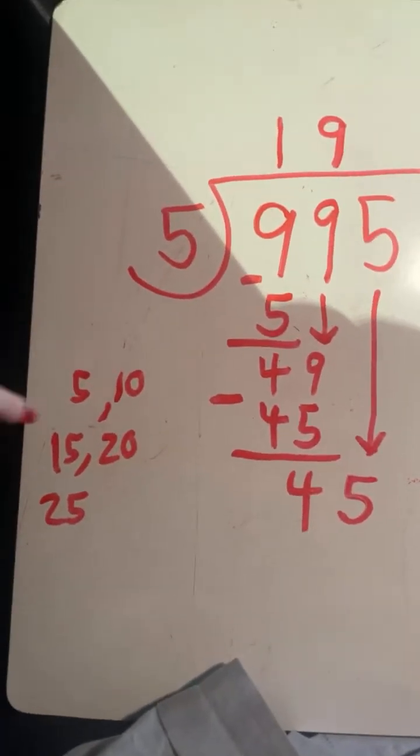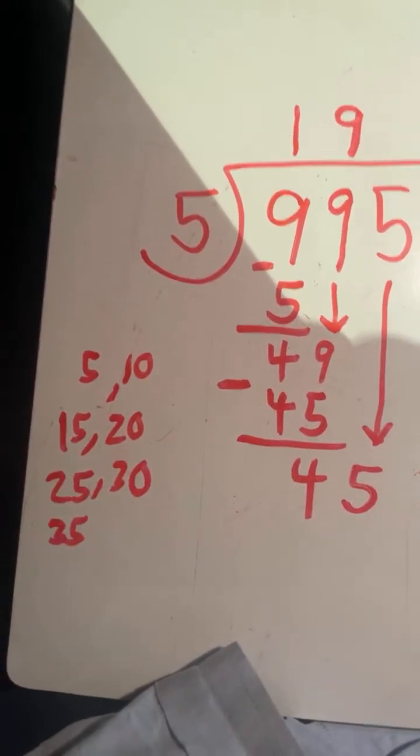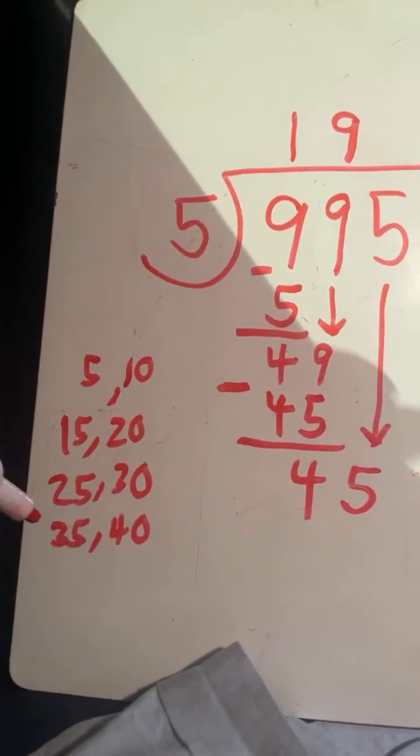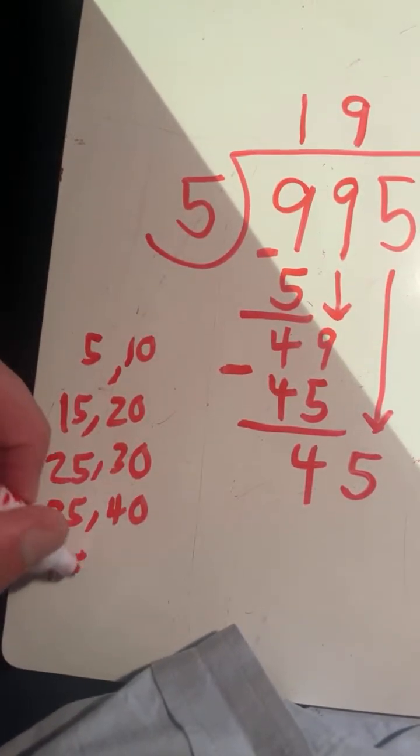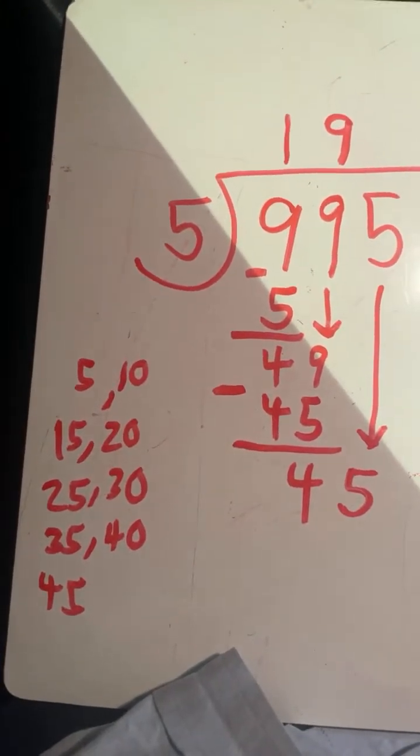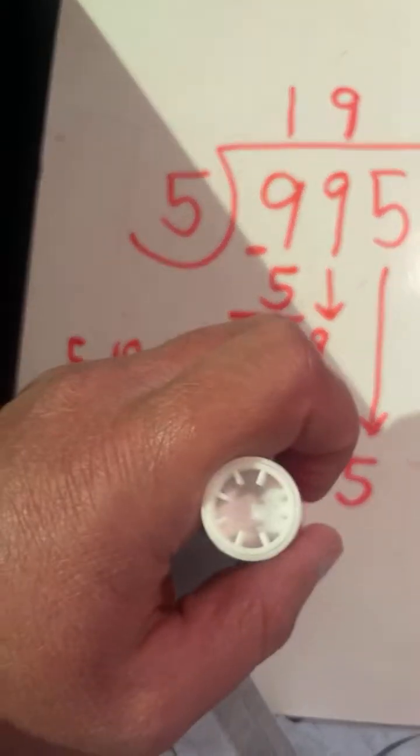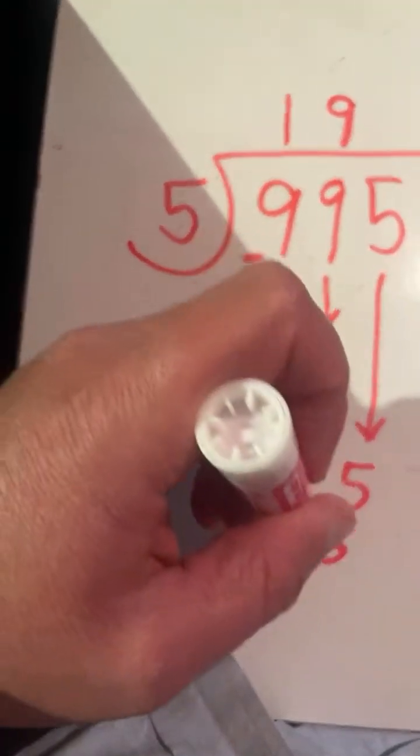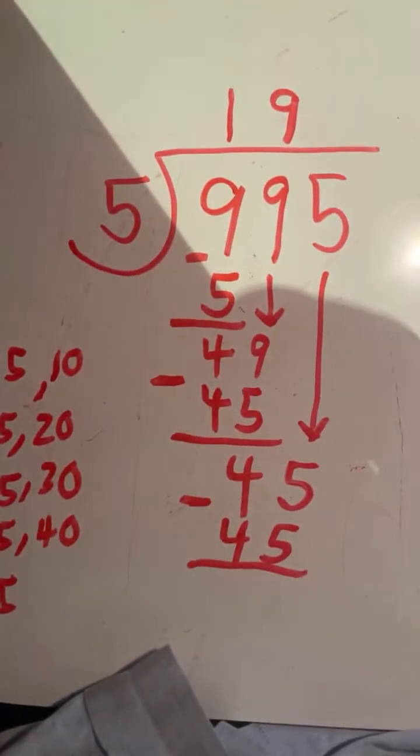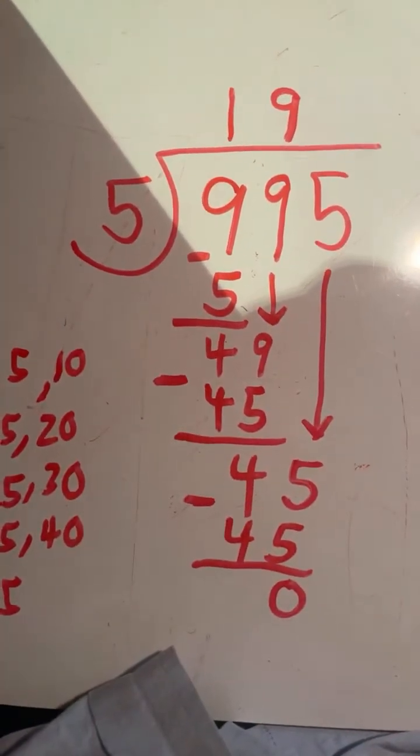25, 5 groups of 5. 30, 6 groups. 35, 7 groups of 5. 40, 8 groups of 5. And 45 is 9 groups of 5. 1, 2, 3, 4, 5, 6, 7, 8, 9. 45 minus 45 equals 0, so there are no remainders.